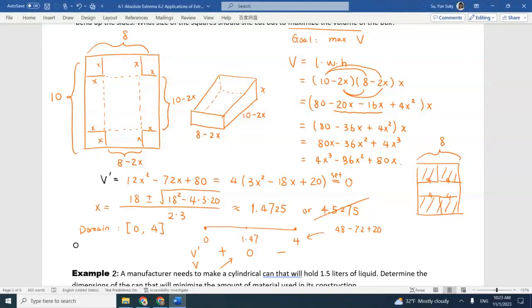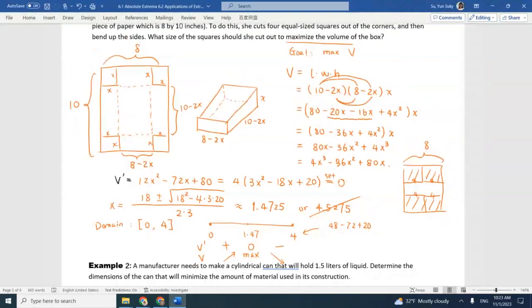Therefore, V is increasing, right? If V prime is positive, V is increasing. And then if V prime is negative, V is decreasing. And then that point is what? Max or min? Max. And this matches our goal. We want to maximize the volume.